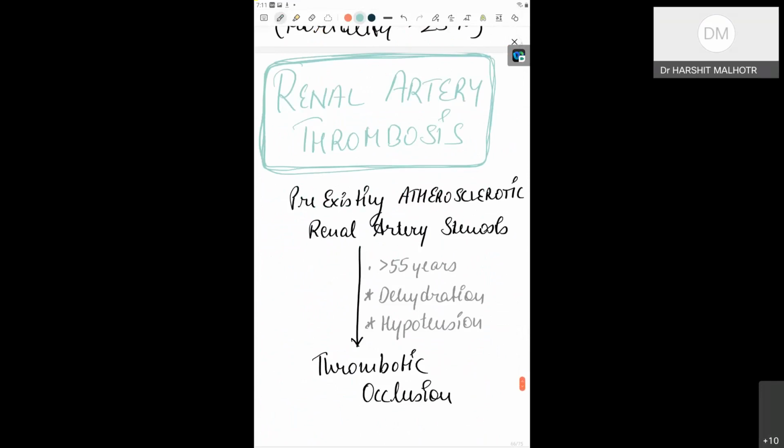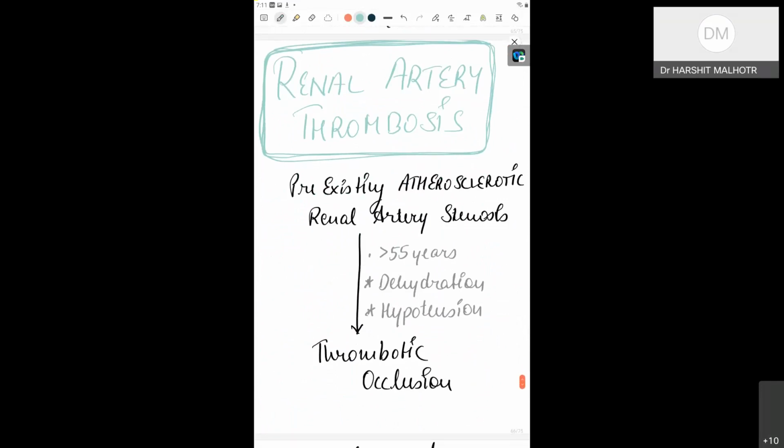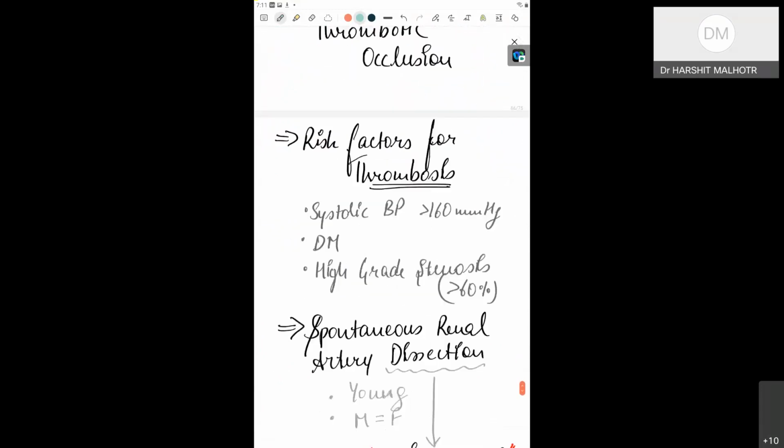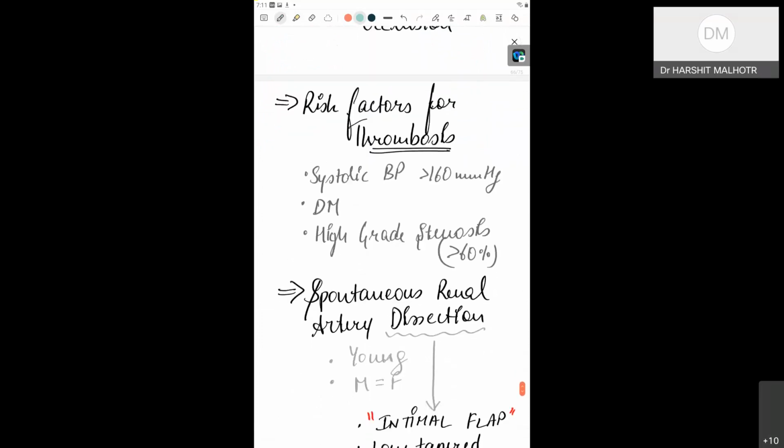Coming to renal artery thrombosis, in which I told you the pre-existing renal artery is diseased, atherosclerotic, causing renal artery stenosis. Now, what are the high risk factors when there is a pre-existing atherosclerotic renal artery stenosis? Age more than 55 years, sudden dehydration or sudden hypotension. Because of sudden hypotension and sudden dehydration, an acute thrombotic occlusion can take place, and hence there is an acute renal ischemia.